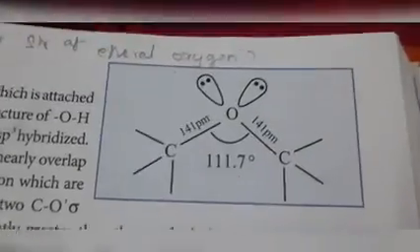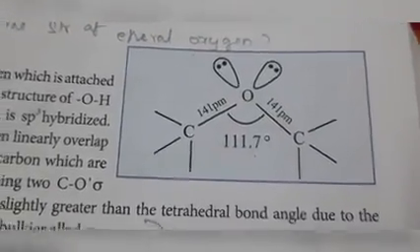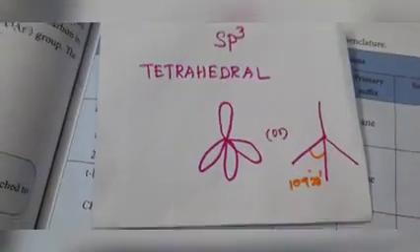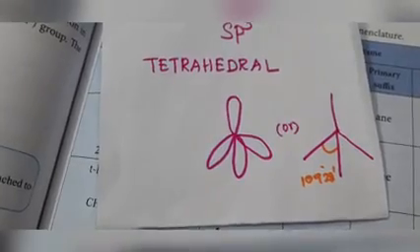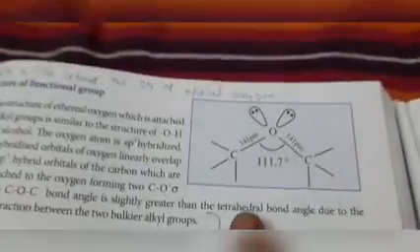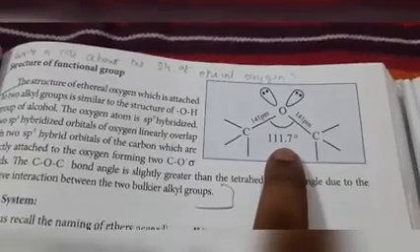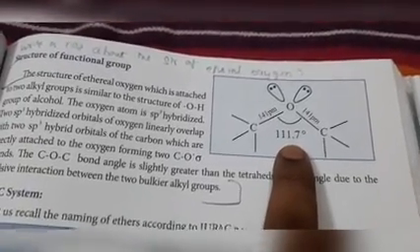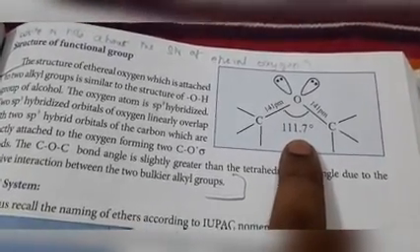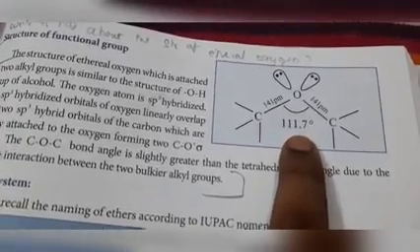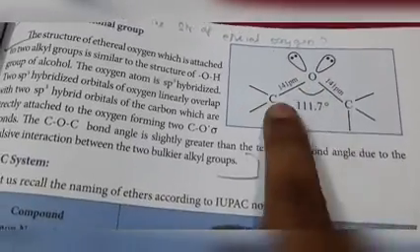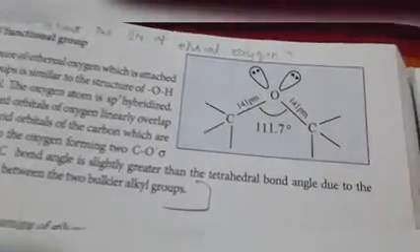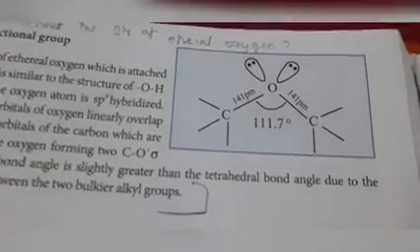And the third point is the angle. Here the angle is 111.7 degree, but the sp3 tetrahedral angle is 109 degree 28 minutes. So this angle is greater than the actual tetrahedral angle. The reason is oxygen is attached with two alkyl groups. These two alkyl groups are bulkier, heavy groups.